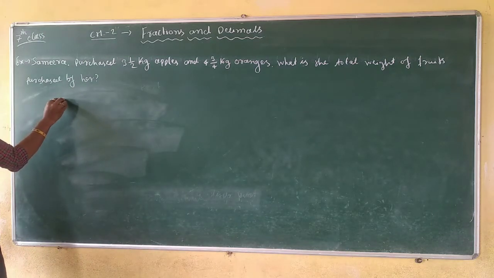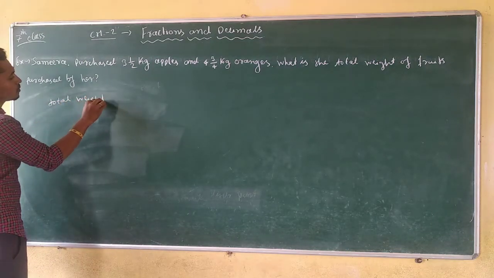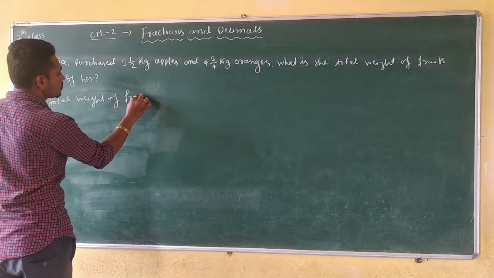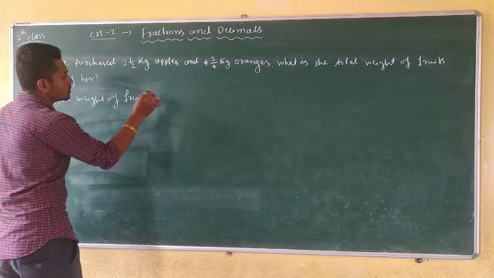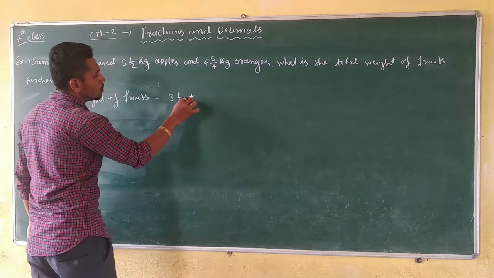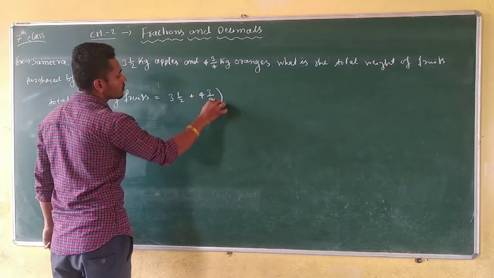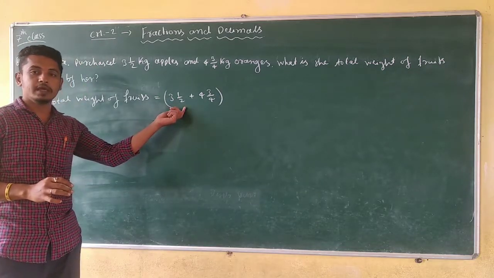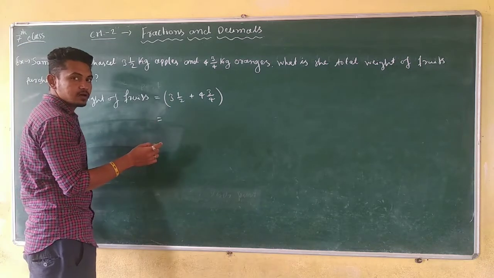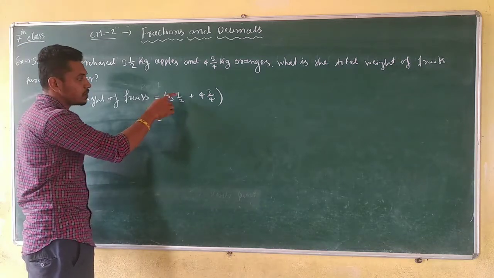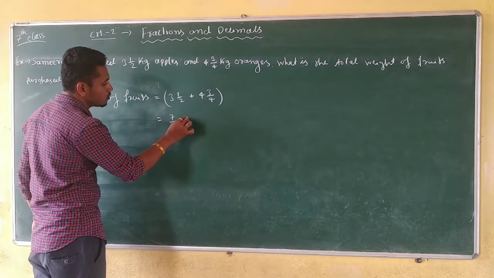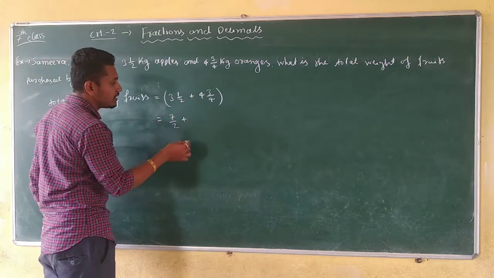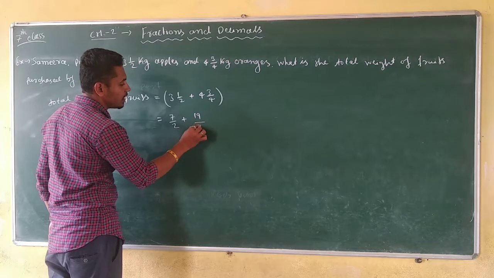So the total weight of fruits is 3 1 divided by 2 plus 4 3 divided by 4. Now first we have to convert these mixed fractions into improper fractions. 3 2s are 6, 6 plus 1 is 7, so 7 divided by 2. Plus 4 4s are 16, 16 plus 3 is 19, so 19 divided by 4.